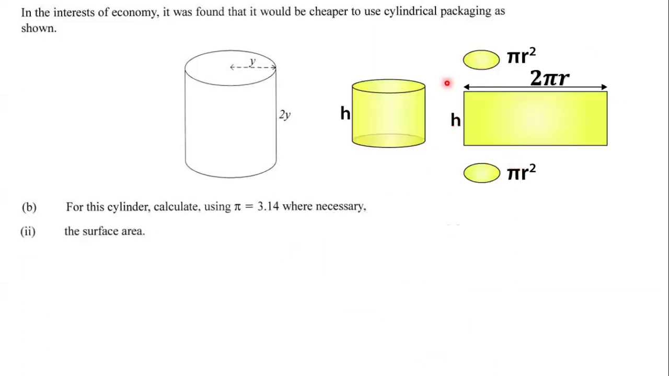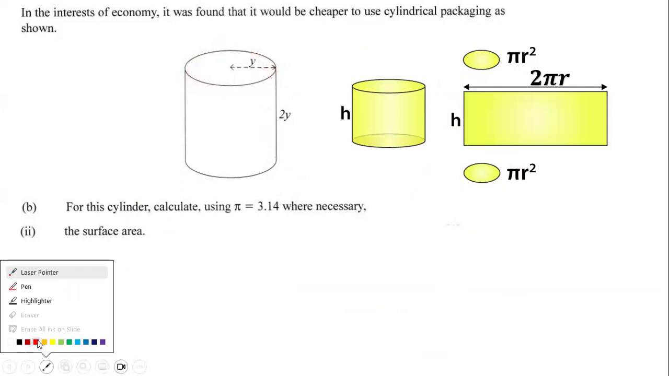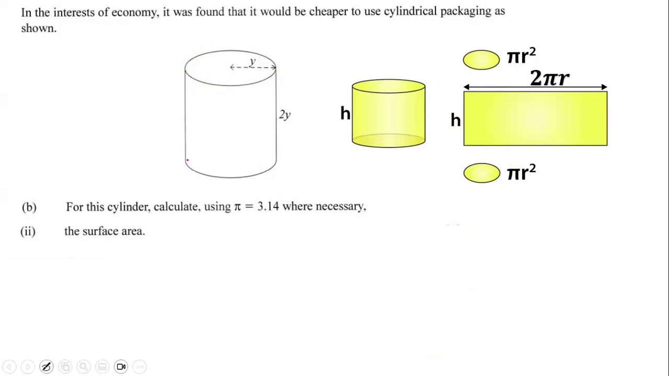Next, they want us to determine the surface area of this cylinder. The surface area of the cylinder just means that we have to determine the area of the circle above, and the area of the circle at the bottom, because there is a circle at the base. So let me just show it. There's a circle at the bottom here, we have the circle on the top, and we have the circle at the bottom.